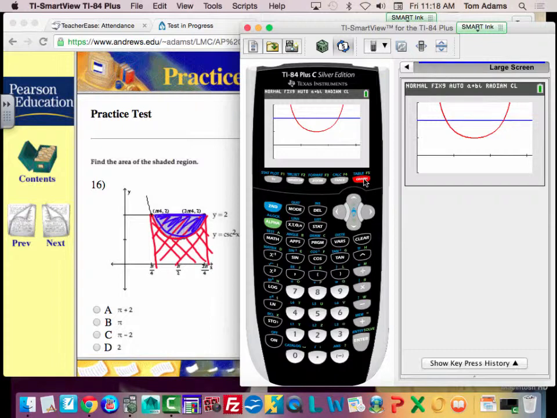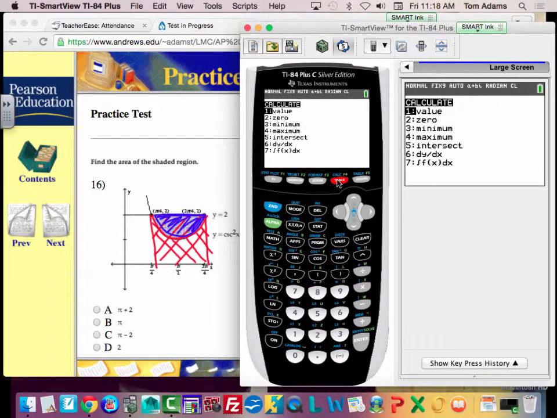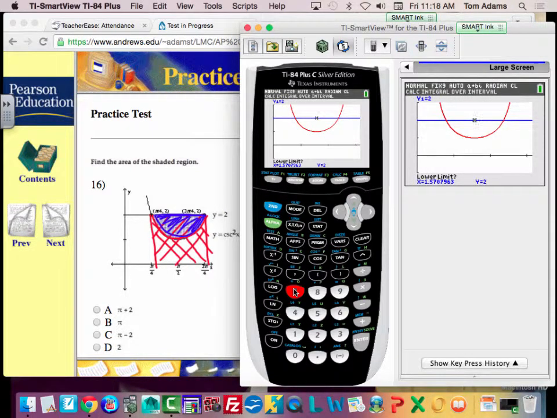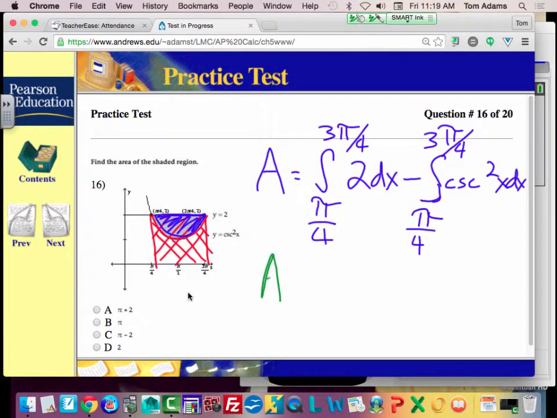So now I'm going to find the area under the curve of the first function, y equals 2. I'm going to hit second trace, and option number 7 to find the area under the curve. I'm going to go from pi divided by 4 to 3 times pi divided by 4 and hit enter. And the area of that is actually pi, right? So over here, I'm going to say that all this stuff right here is pi. Does that make sense?